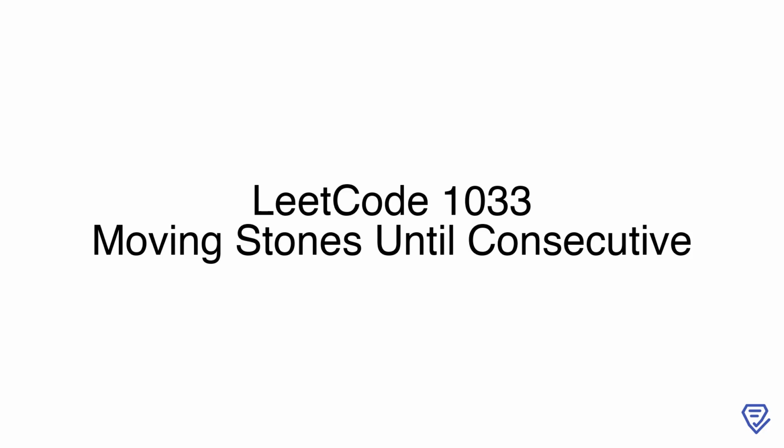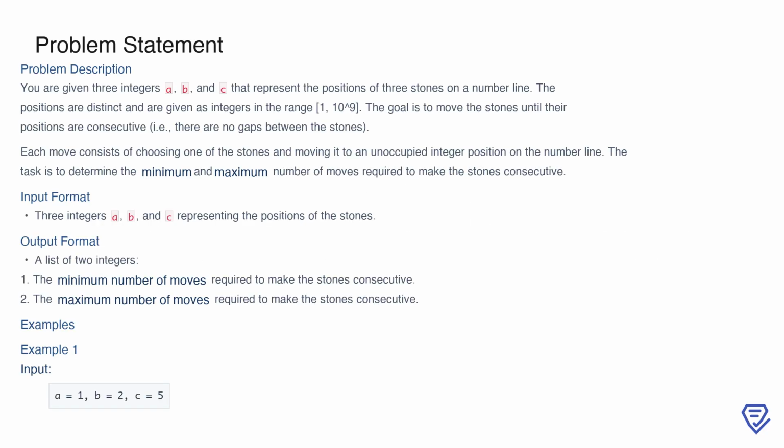Let's dive in. In this problem, we are given three integers a, b, and c, which represent the positions of three stones on a number line. These positions are distinct, meaning no two stones share the same spot, and they lie within the range of 1 to 10 to the power of 9. The goal is to move these stones in such a way that they end up in consecutive positions, where there are no gaps between them. To achieve this, we can move one stone at a time to any unoccupied position on the number line.